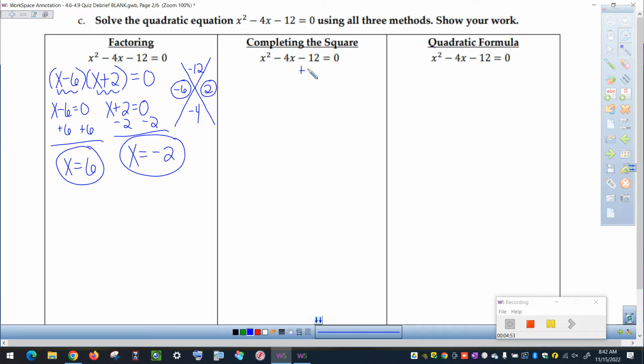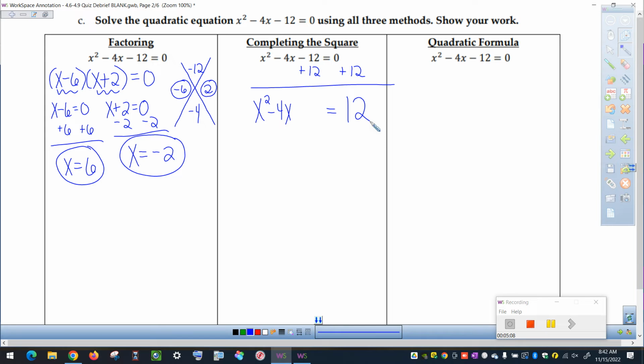So anytime we're completing the square, the first thing we need to do is move the c value to the other side. So in this case, that's going to be adding 12 to both sides, and that's going to give us x squared minus 4x. We're going to leave a little bit of space before the equal sign. Now it turns into a positive 12 on the other side. Now we're going to complete the square.